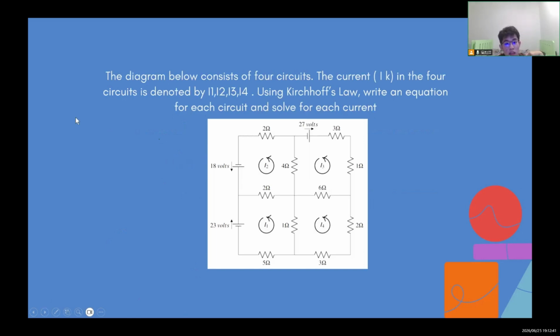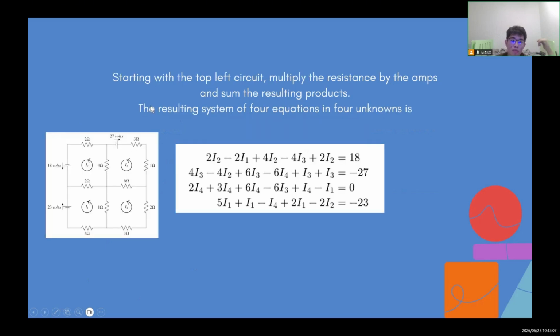As you can see, the diagram below consists of four circuits, and the currents in the four circuits are denoted by I1, I2, I3, and I4. We can use Kirchhoff's law to write an equation for each circuit and so for each current. Kirchhoff's law says that the sum of the voltage drops in a circuit should be 0. We can start from the top left circuit here.